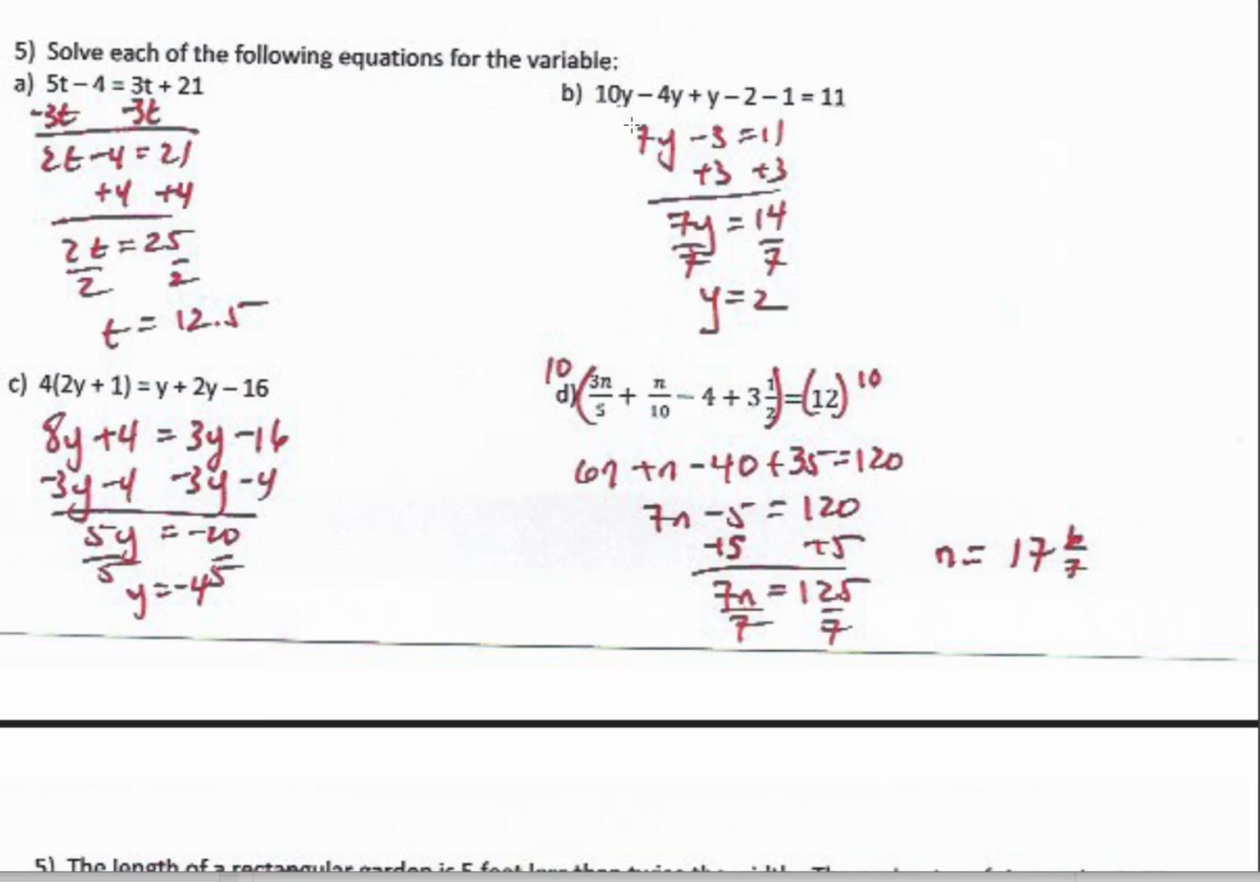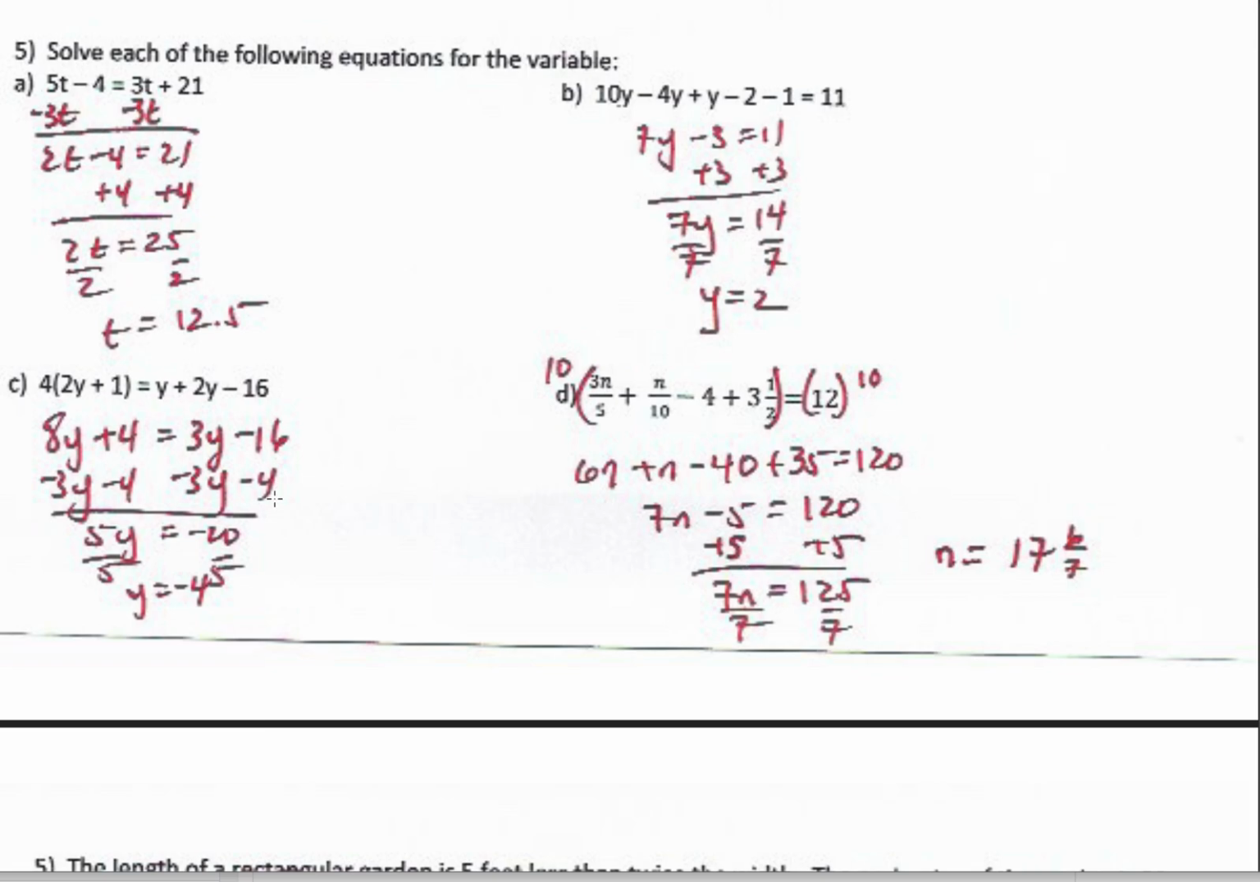Next, letter B. Same side, same operation with the y's and the numbers. So I'm combining like terms here. 10y's minus 4y's is 6y's, plus a y brings us up to 7y's, and then negative 2 and negative 1 is minus 3. Add 3 to both sides, I get 14 on the right, dividing by 7, and I get y equals 2. Letter C tests to see that you remember to distribute. So 4 times 2y is 8y, 1 times 4 is 4, equals, same side, same operation here, 3y minus 16. Minus 3y's to both sides, 5y, and then I also do the minus 4 at the same time to save room.